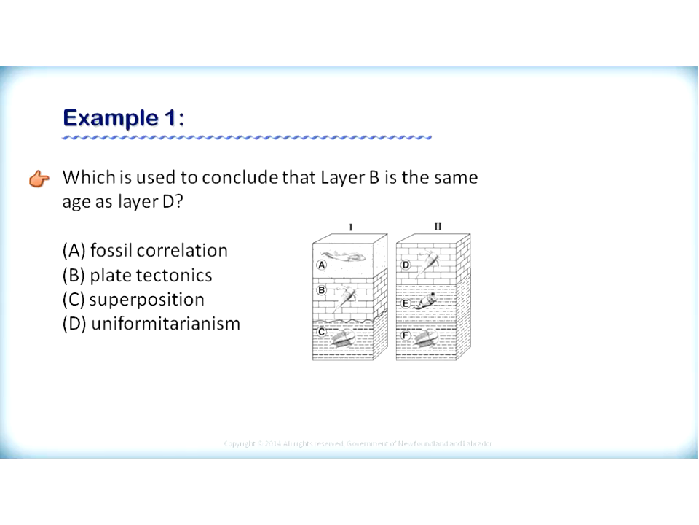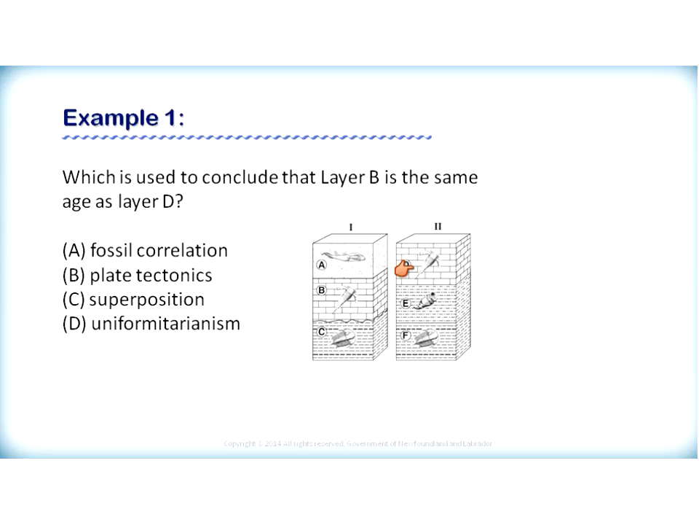Let's look at a few examples from past public exams. First example reads, which is used to conclude that layer B is the same age as layer D. So if we look at the diagrams to the right, we can see an outcrop or rock sequence number 1. Layer B is represented by bricks, which is limestone, and it also has a certain type of fossil inside of the limestone. When referring to outcrop 2, or rock sequence number 2, we see that the same rock type, limestone, has the same organism inside of the rock.